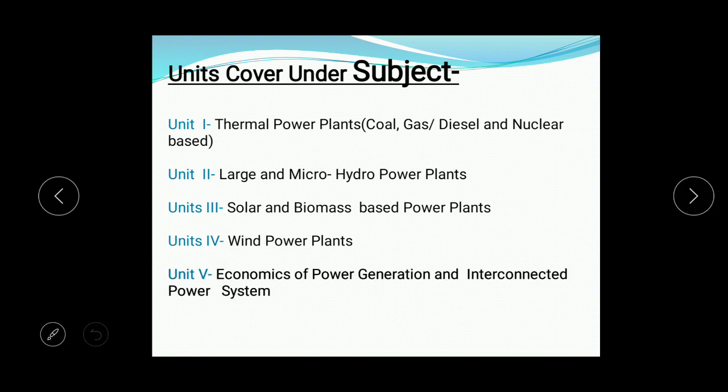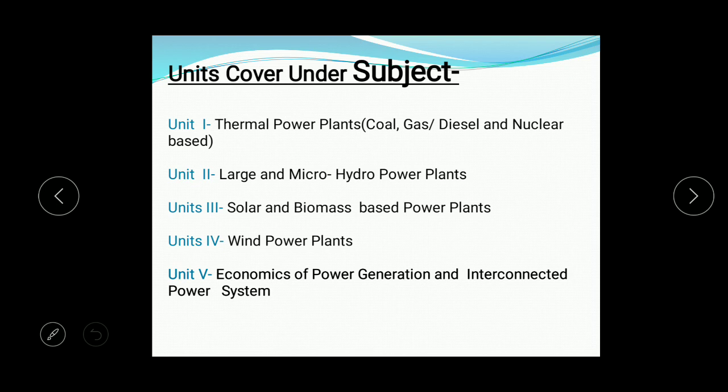And after this, the fifth chapter is economics of power generation and interconnected power systems. In this chapter, we see different definitions, such as connected load, firm power, cold reserve, hot reserve, spinning reserve, base load, etc. After that, we see the cost of generation, that is average load, average demand, maximum demand, and how we calculate the demand factor, etc.